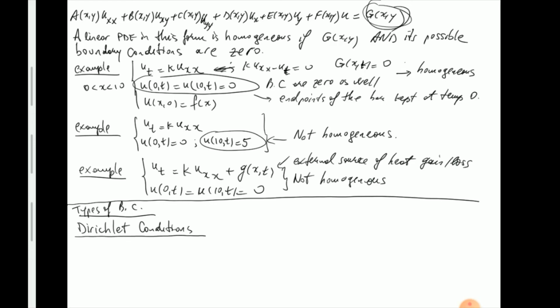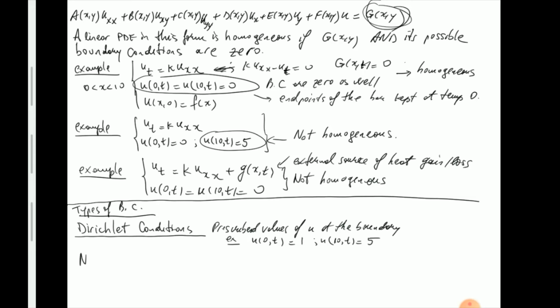In which you have basically prescribed values of u at the boundary. So that's basically in the heat equation when you have prescribed temperature. For example, u of 0,t equals 1, u of 10,t equals, let's say, 5. Right? So when you have prescribed values of the dependent variable at the boundary points, that basically makes it a Dirichlet problem or Dirichlet conditions.